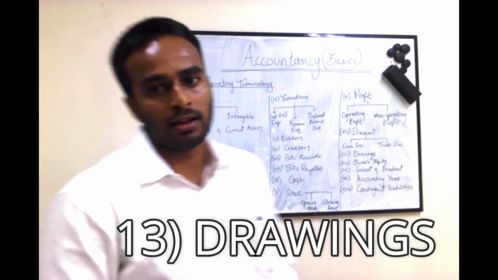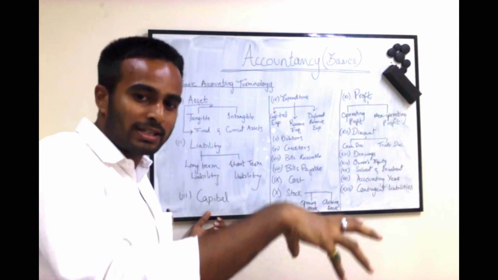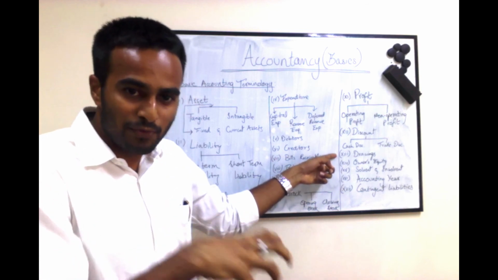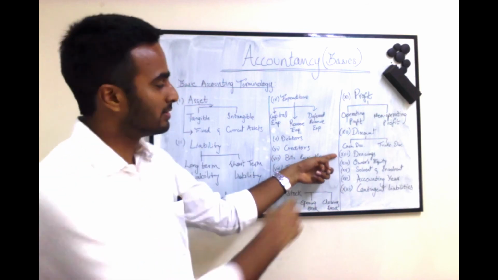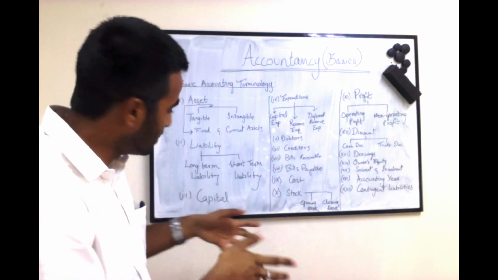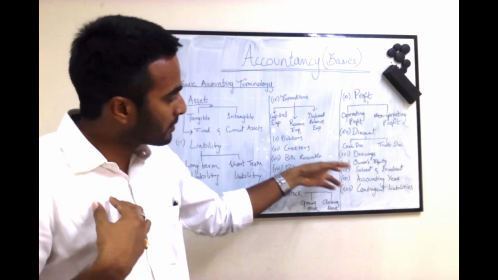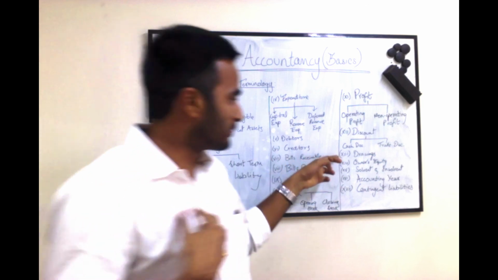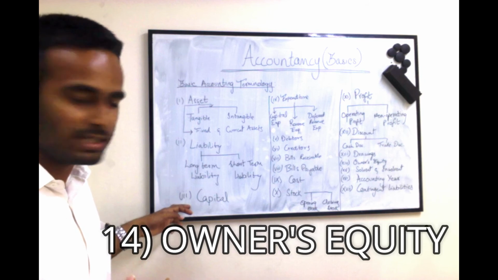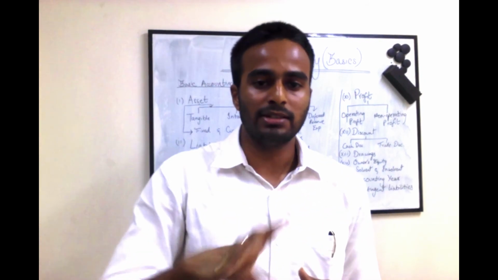Drawings. Now you had learnt about capital. When you're investing your money in the business, your capital grows. But when you're taking money out of your business, that will be called drawings. As simple as that. Capital is your investment in the business, and when you're taking back that money, they're drawings from the business. Owner's equity is as good as capital. Owner's equity is nothing but the capital invested in the business: total assets minus external liabilities.